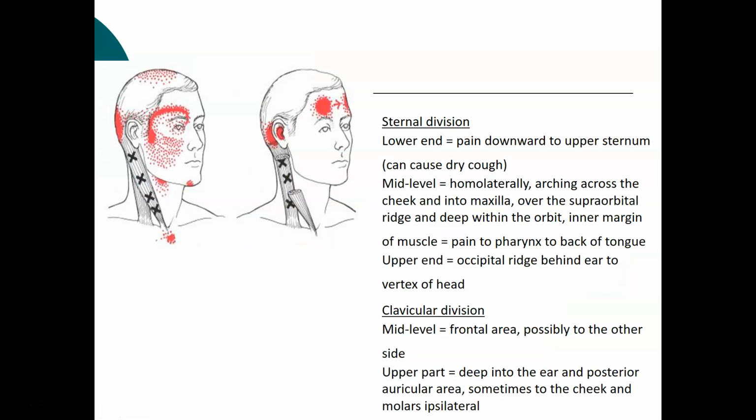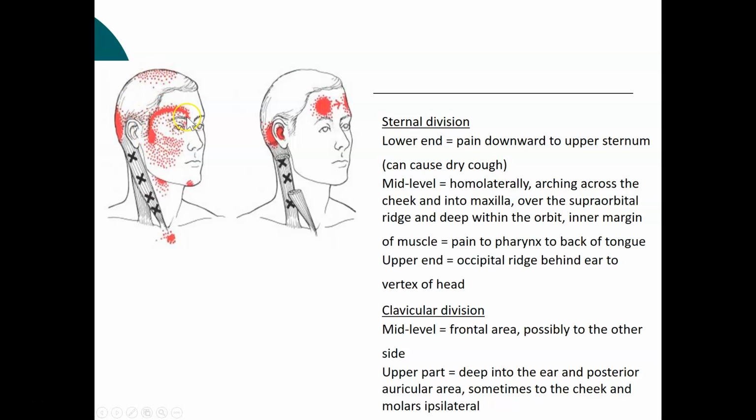So when we look at its trigger points, and this guy can have a lot of trigger points in it, you imagine all the work it does with poor posture and a lot of things that we do in our society. So if we look at the sternal division first, which again is the superficial division, at the lower end you get pain downward to the upper sternum, which can cause a dry cough. At the mid-level of the muscle belly, you get pain homolaterally arching across the neck and across the cheek into the maxilla, over the supraorbital ridge and deep within the orbit, which we see here. And then the upper end is the occipital ridge to the vertex of the head.